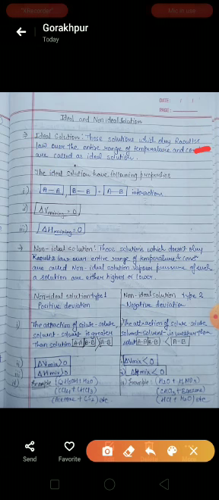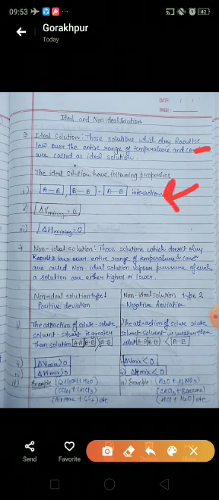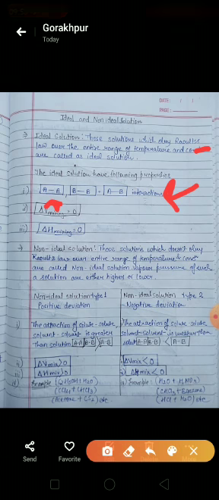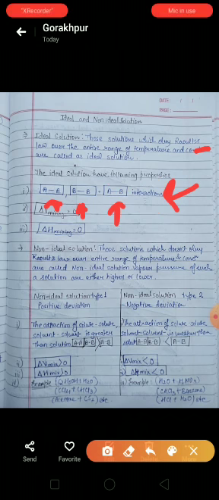Now there are some properties of ideal solutions. See the very first one: take components A, B and the AB solution. In an ideal solution, similar components, that is AA or BB type, and dissimilar components, that is AB type, have the same interaction. Their interaction will be the same.